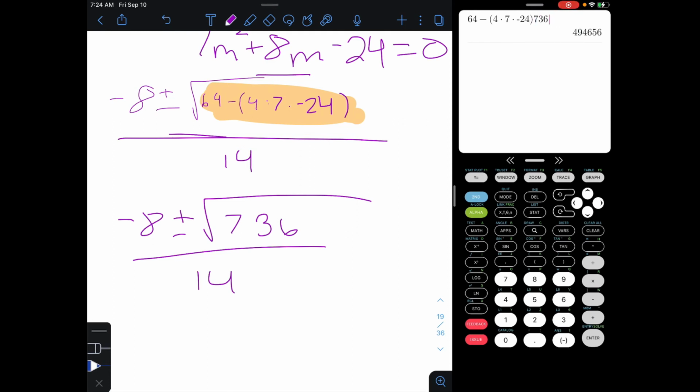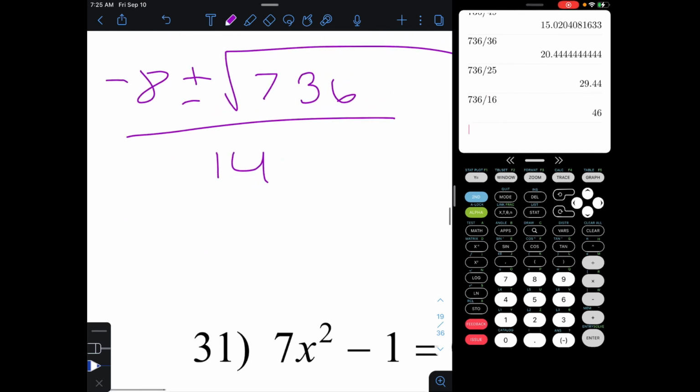So if we have 736, let's start maybe with 100. 100 doesn't work. 736 divided by 81 doesn't work. 736 divided by 64 doesn't work. 736 divided by 49 doesn't work. 736 divided by 36 does not work. 736 divided by 25 doesn't work. 736 divided by 16. That one does work, all right?